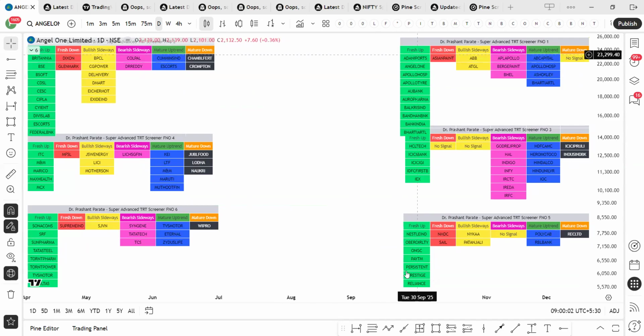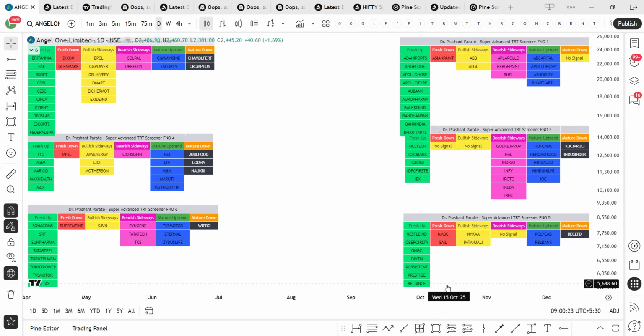I will add all these stocks in my watch list. All these will go in my watch list, and then I will analyze only these stocks. So this is how I reduce my analysis time. This is for Nifty 500 stocks, Nifty 200 stocks. All the FNO stocks are screened here.